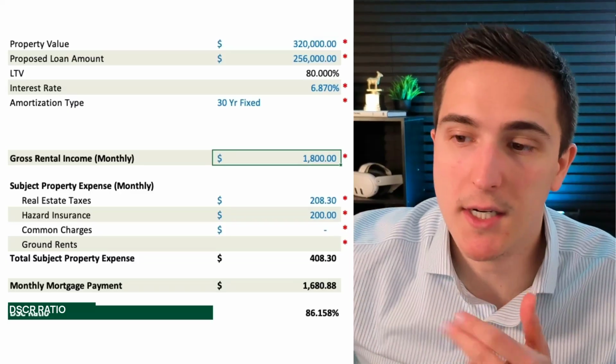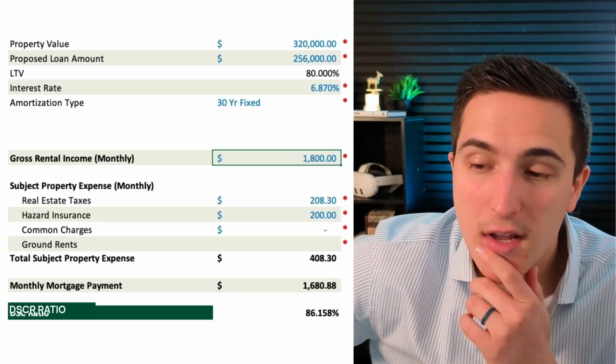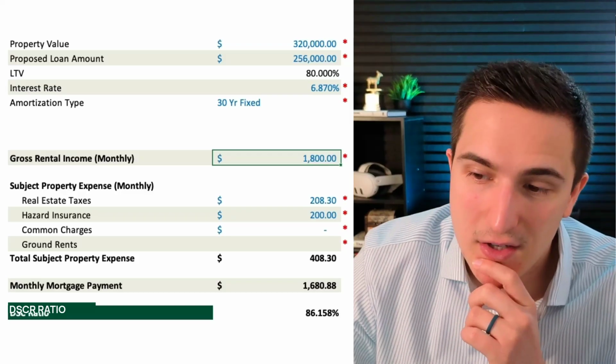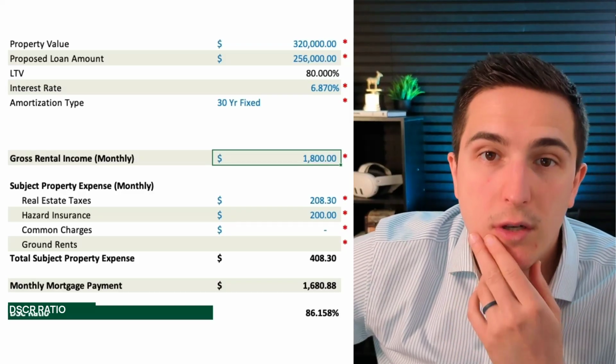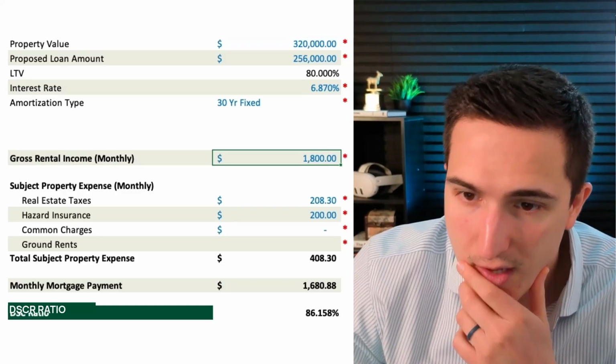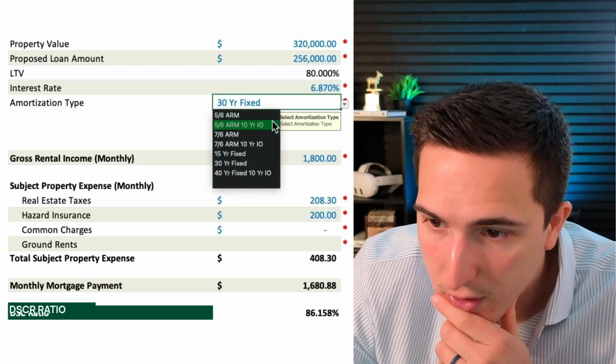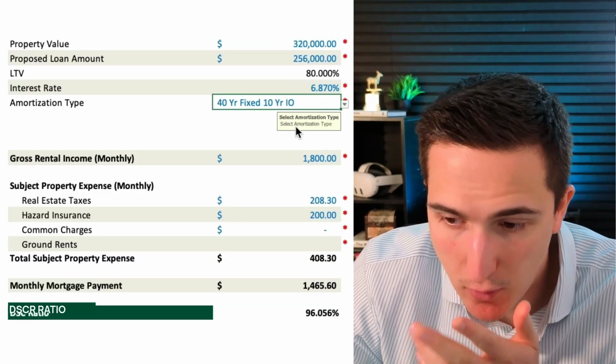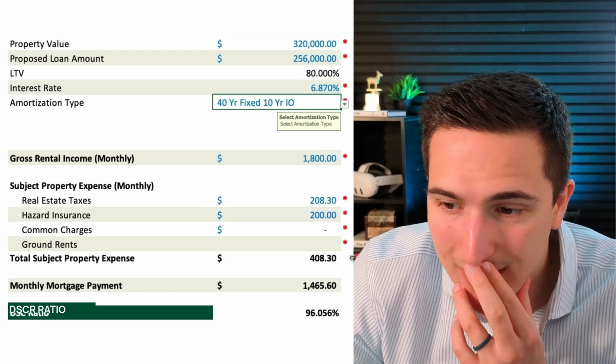Let's say the rental income, the appraiser comes back and says, hey, you know what? For this house, you guys can charge probably $1,800 a month, right? And our taxes and insurance remain the same. So what do you do if the loan doesn't work? Well, you have a couple options. Instead of a 30-year fixed, we can do what's called a 40-year fixed with a 10-year interest-only loan. Okay, so that's one option. So that helps us a little bit, right?